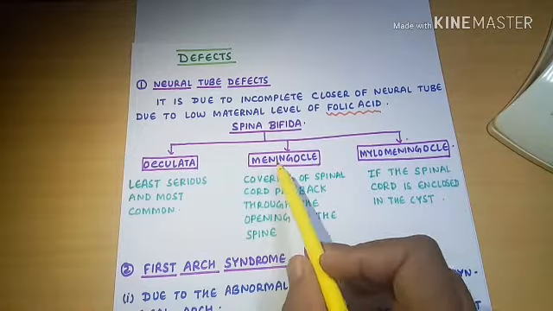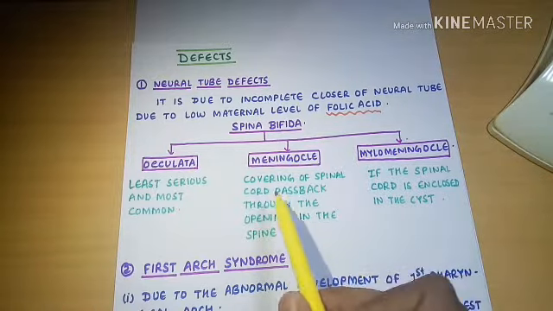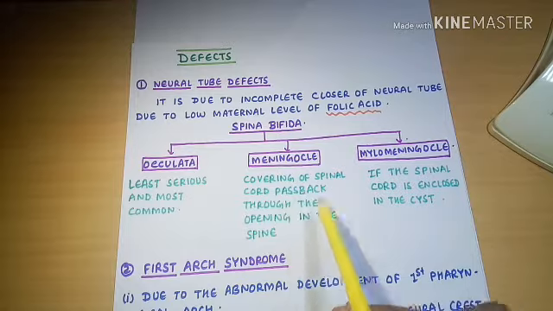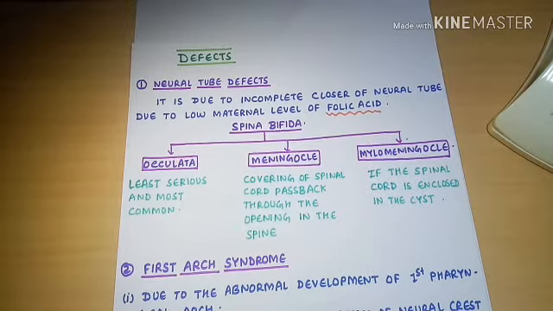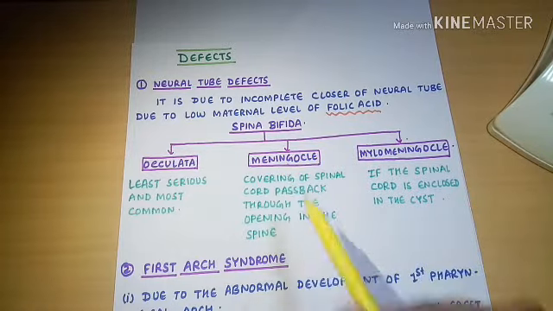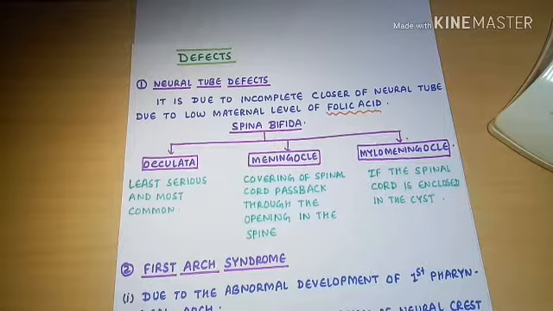Whereas the meningocele is due to the covering of the spinal cord passing backward through the opening in the spine. We know the coverings of the spinal cord are the pia mater, dura mater and the arachnoid. These coverings get passed back through the opening in the spine. This condition is called the meningocele, or spina bifida meningocele.